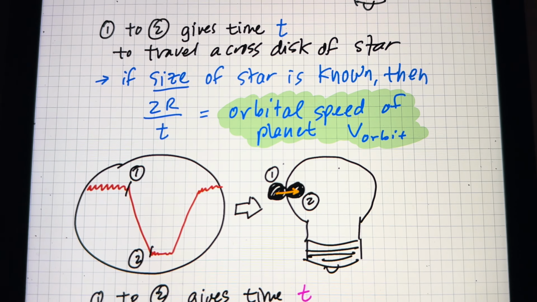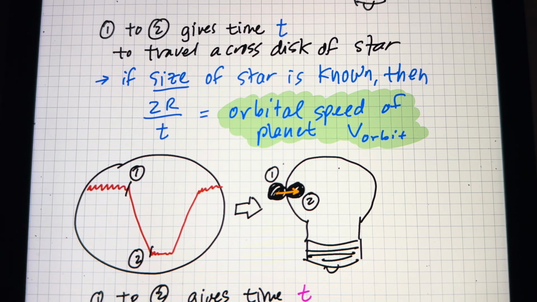So if the orbital speed v orbit, which we calculated up here, is known, then if we take v orbit multiplied by t, which is the time it takes to go from here to here, we can actually calculate the diameter of the orbiting planet. In other words, that little Nerf ball that I've been using. So let's carry on here, using the orbital period t and the orbital speed v orbit.